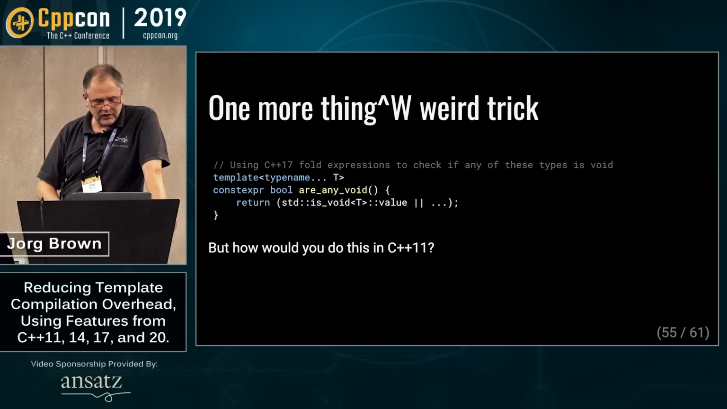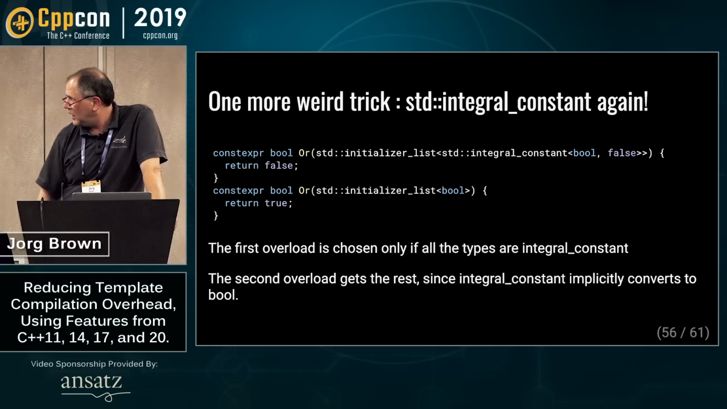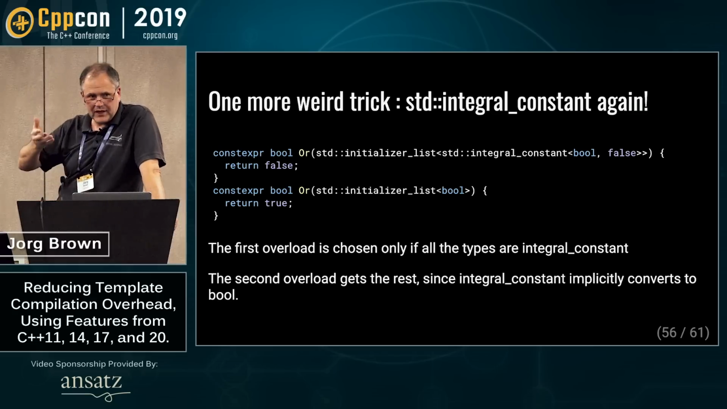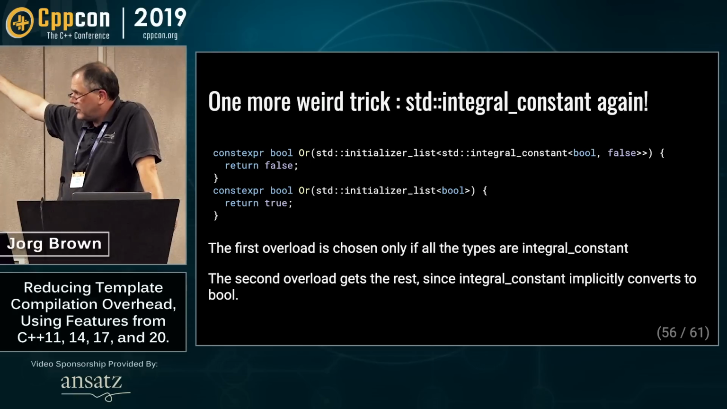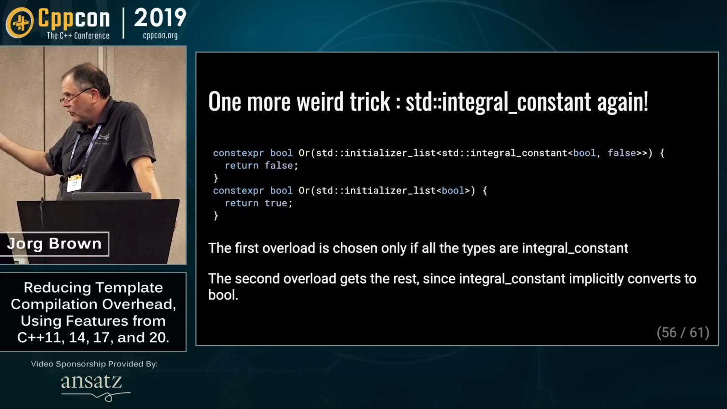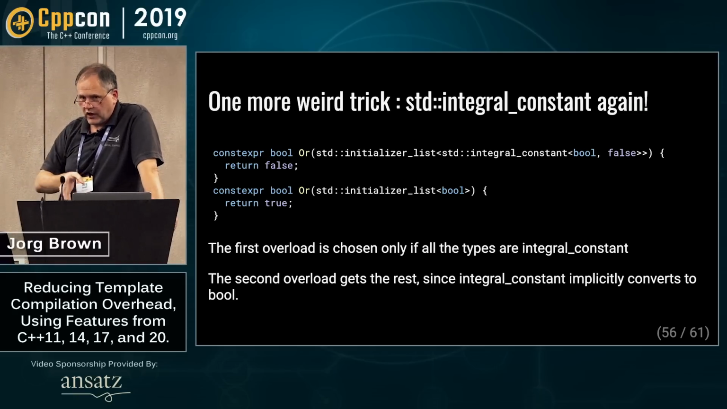Well, again, std::integral_constant and function overloads, they play really well together. So what we can do is we can define two functions, or. The first one takes an initializer list of integral_constant<bool, false>. Okay, so if you pass it an initializer list where every single entry in it is of type std::integral_constant<bool, false>, then it will return false. We'll have another overload of the function or, and in this overload, it will just take a std::initializer_list of bool. This works because std::integral_constant of bool, true or false, freely converts to the underlying bool.